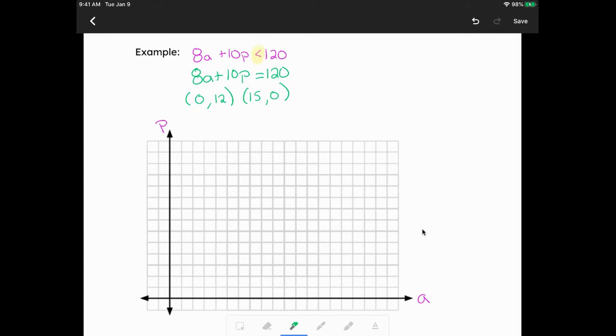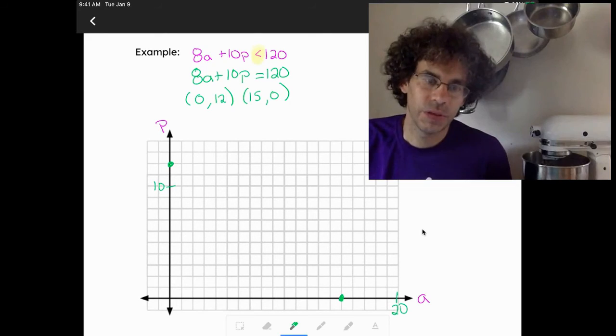So 0, 12: counting 2, 4, 6, 8, 10, 12, it's going to be a point right here. And then 15, 0: counting 2, 4, 6, 8, 10, 12, 14, 15, there's a point here. So those 2 points, 0, 12 and 15, 0, are 2 points on our boundary.